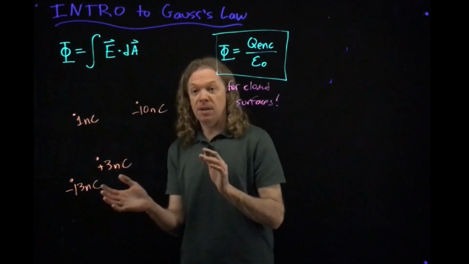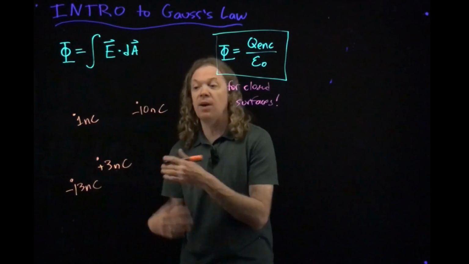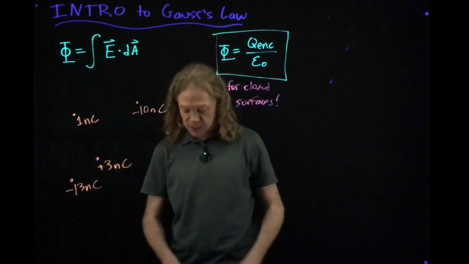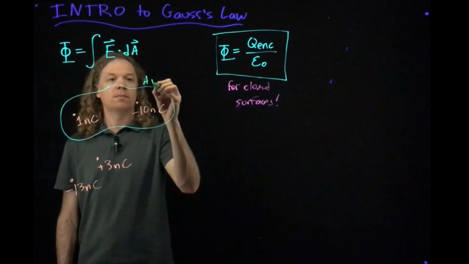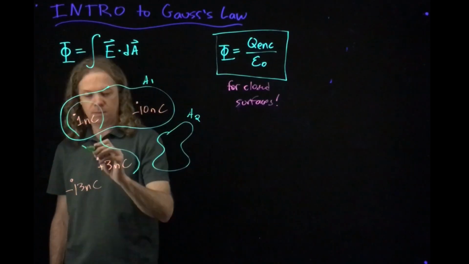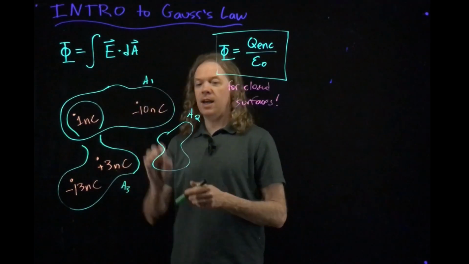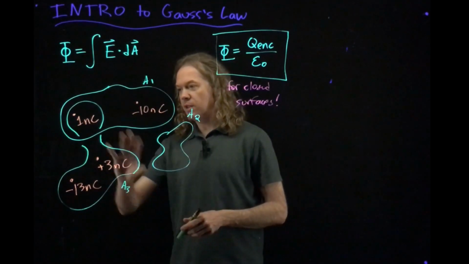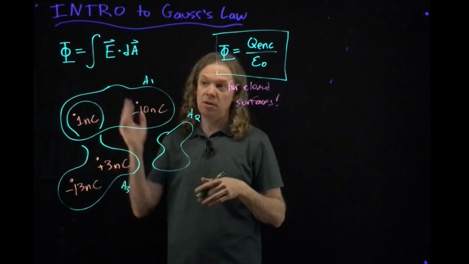So let me now try to ask what the flux is around some surfaces. Let's draw a couple of surfaces. So there are three surfaces. A1 is this one, A2 is this one, and A3 is this one. I've totally done them randomly. I didn't put any thought into that. I just drew.